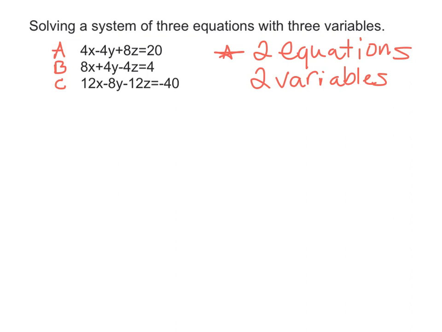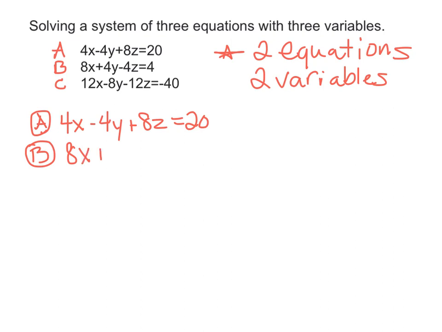So for example, I'm going to look at A and B. And if I look at A and B, I notice that in A I have a minus 4y, and in B I have a plus 4y. So what I'm going to go ahead and do is take my A equation and write that down: 4x minus 4y plus 8z equals 20. Then underneath it, I'm going to write the B equation: 8x plus 4y minus 4z, and that equals 4.